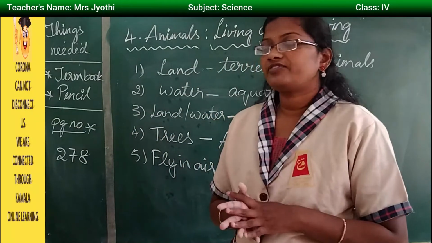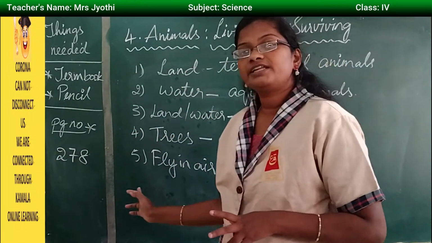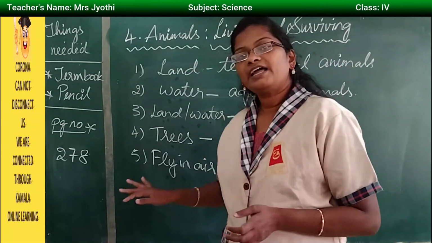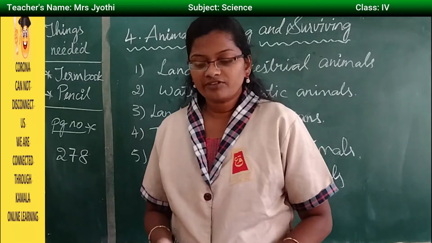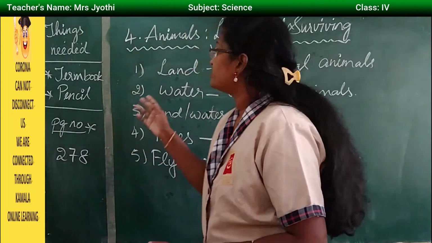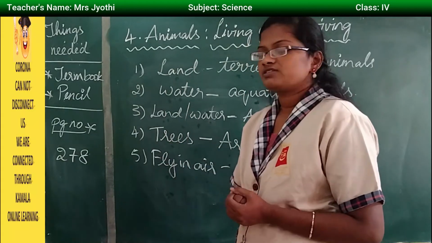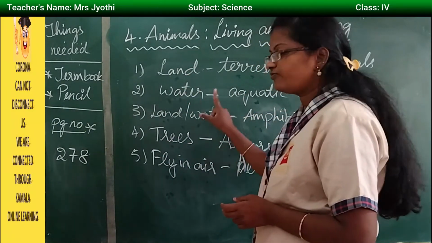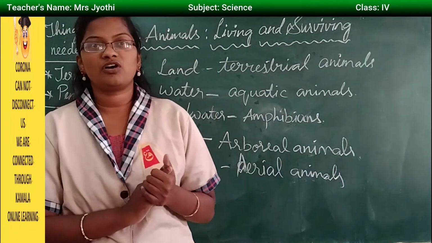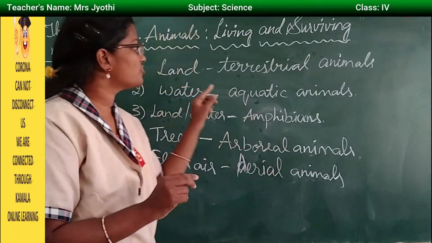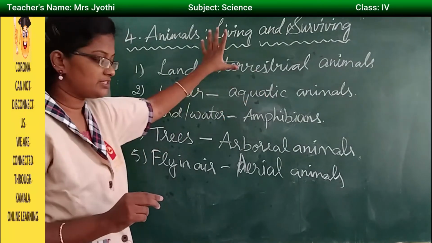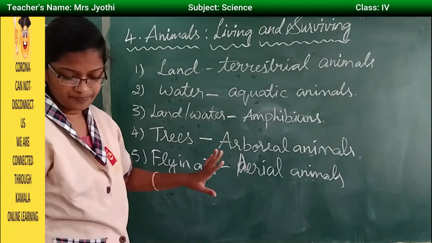In the next class we are going to learn in detail about terrestrial animals, aquatic animals, amphibious, arboreal and aerial animals. So that's all for today, and your homework is, here I have listed the different types of animals. You have to write down these 5 different habitats, and you should give 2 examples of each. For example, first you should write land animals. They are also called terrestrial animals. In the same way as I wrote here.